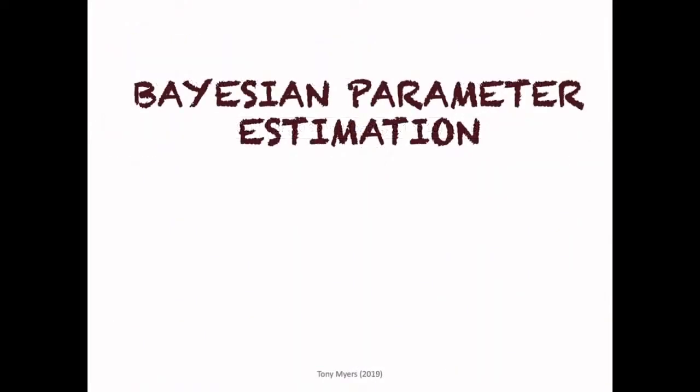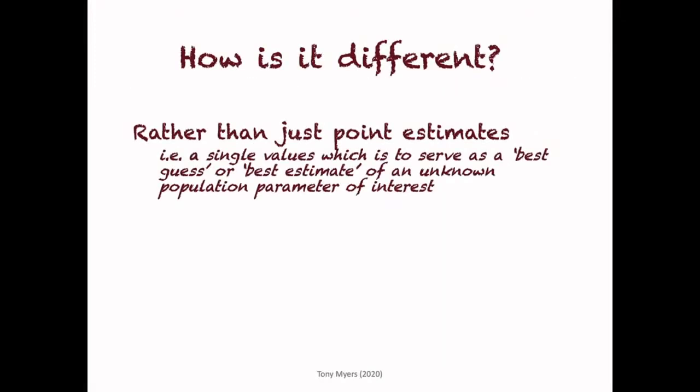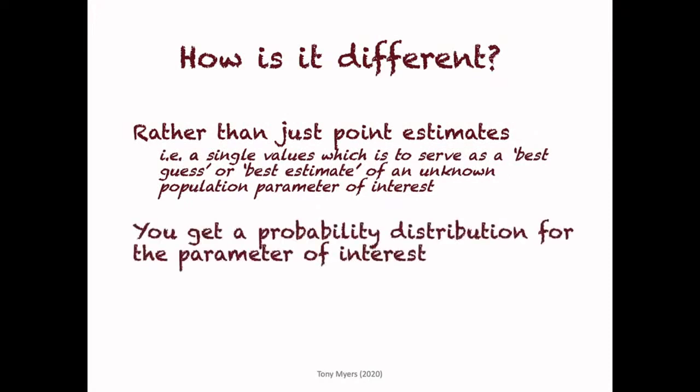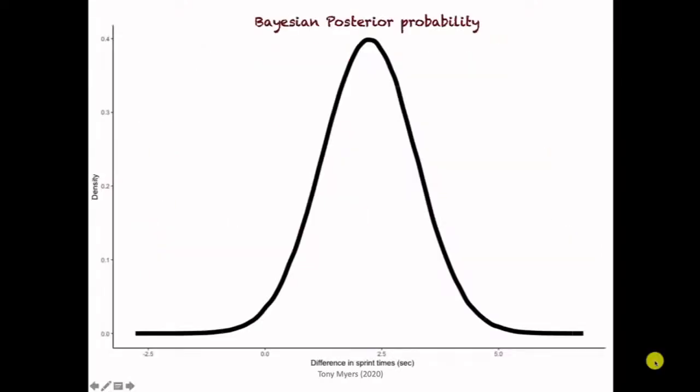So does Bayesian parameter estimation differ from traditional parameter estimation? Well, firstly, rather than just point estimates, we get a distribution, a probability distribution of any parameter that we're interested in. So mean differences between treatment and control, mean difference in pre and post, relationship values, whatever parameter we're interested in, we get a distribution on that parameter that represents our degree of knowledge and the uncertainty around it. So this is what we get when we've conducted a Bayesian data analysis.